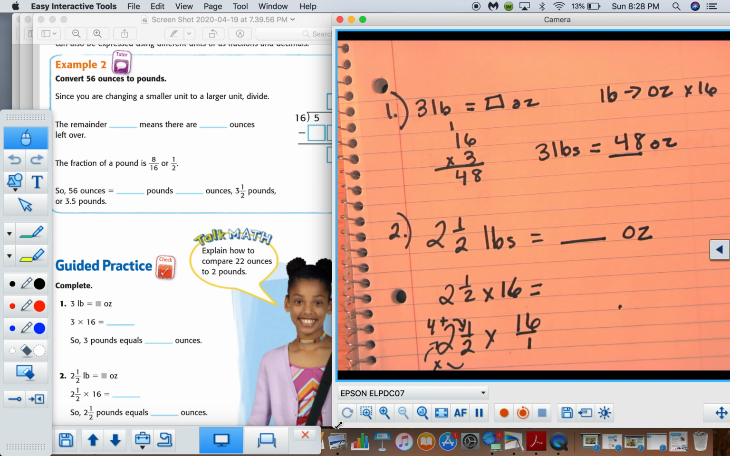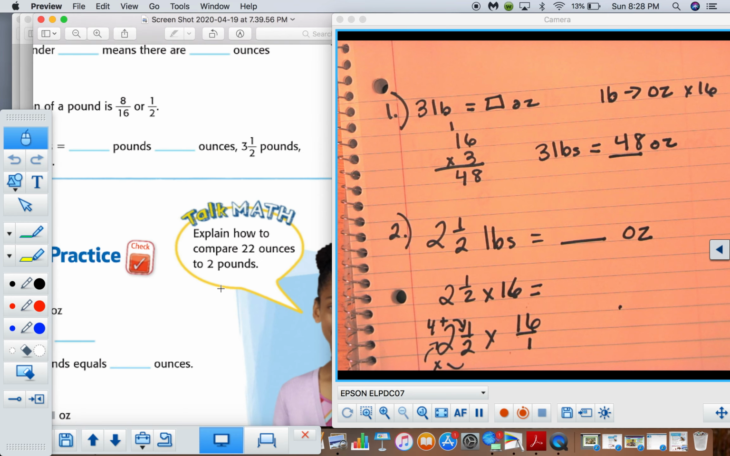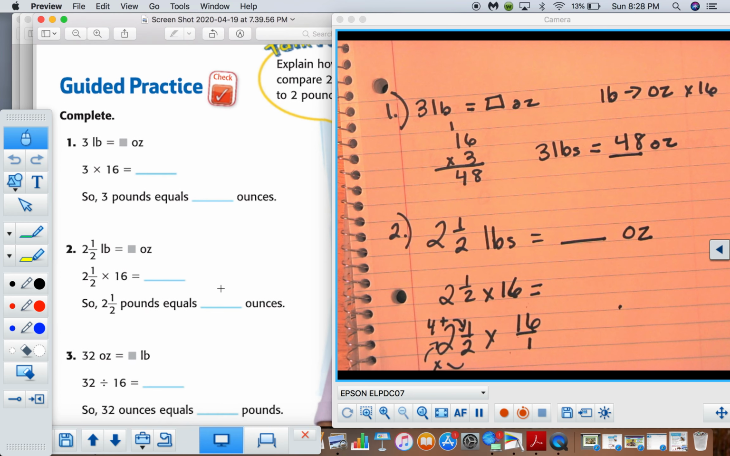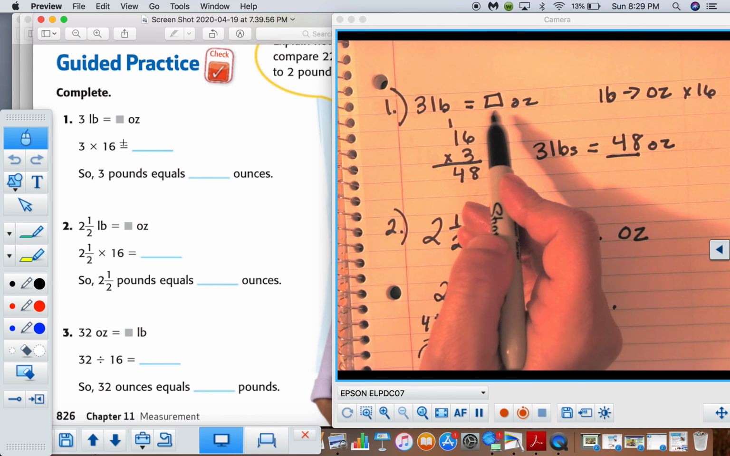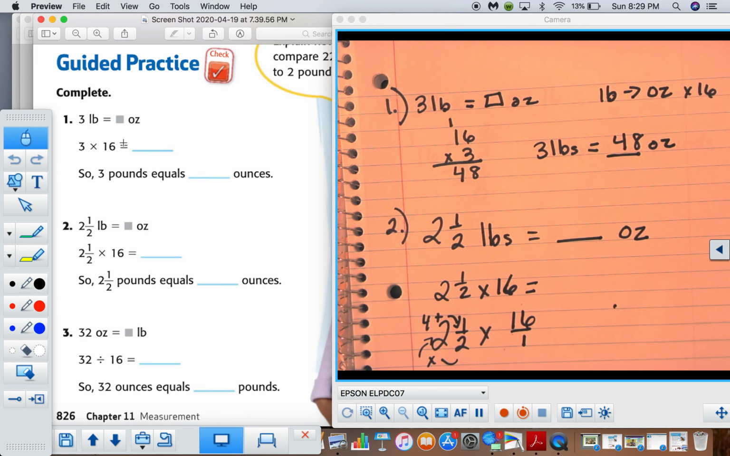So we're going to do number 1. And I'm going to enlarge this a little bit here so you can see it. Guided practice number 1. So what we have here in our textbook is 3 pounds is equal to a variable. Now what is this unknown? 3 pounds is equal to, I don't know, how many ounces? Let's figure that out. Remember what I said, when we're going from a larger unit such as pounds to ounces, we are going to multiply. Multiply by 16. So 3 times 16 is what I have to figure out. 3 pounds is equal to an unknown amount of ounces.